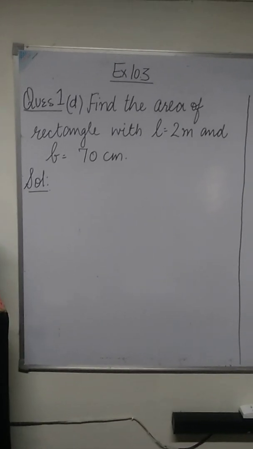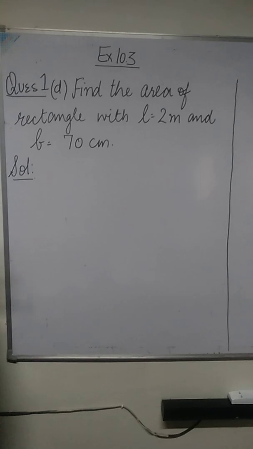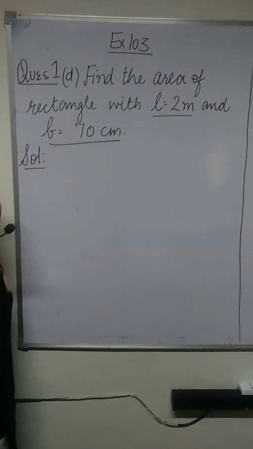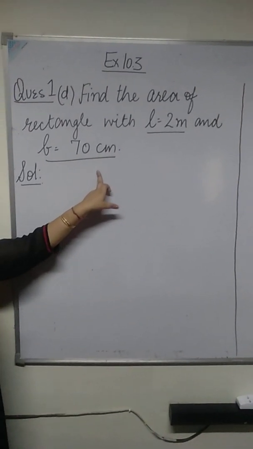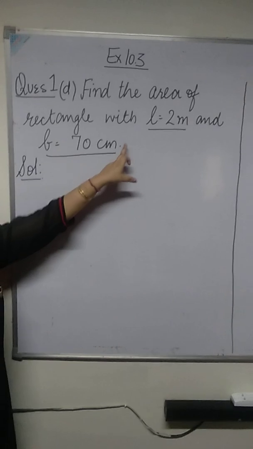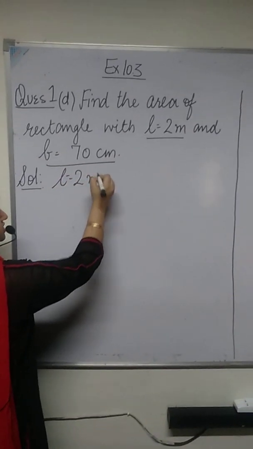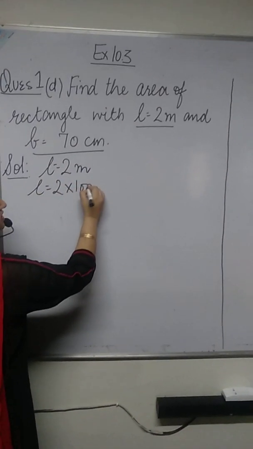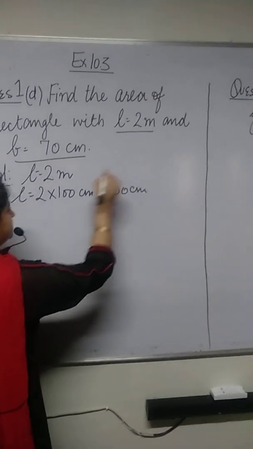I'll do question number 1 D part. It says, find the area of rectangle with length 2 meters and breadth 70 centimeters. Now look, both the units are different, so we are going to first convert into same units. Length is 2 meters and I can write it as 2 into 100 centimeters, that is 200 centimeters.